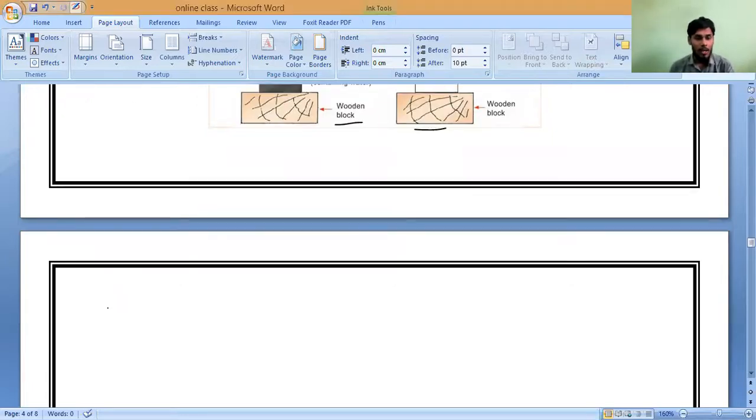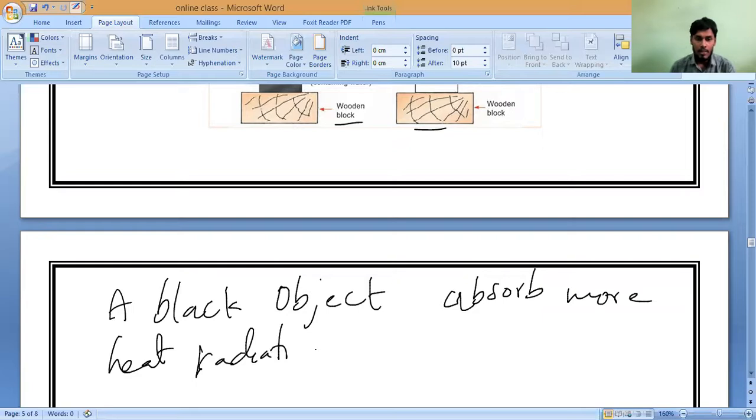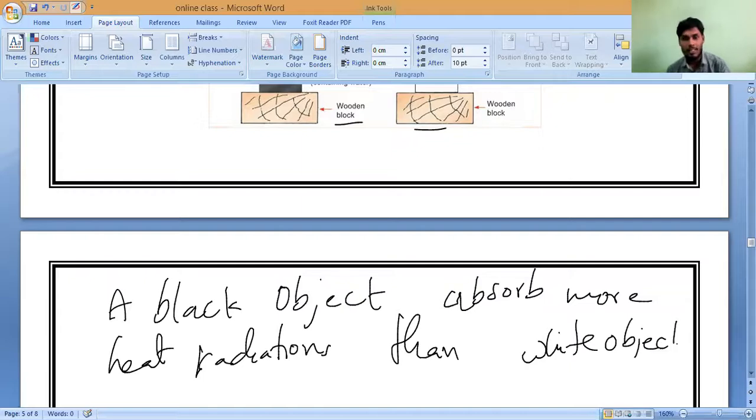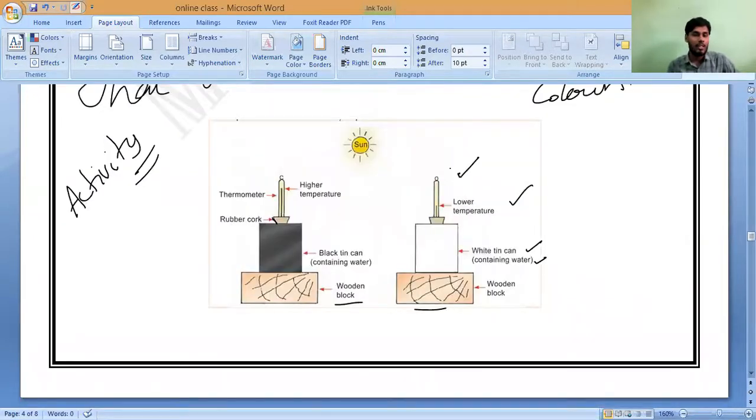A black object absorbs more heat radiations than a white object. That's all. So this is the activity. You people also, if you have thermometers, you can do it. Do you understand? At the opening, we can keep a rubber cork, we will fix it.